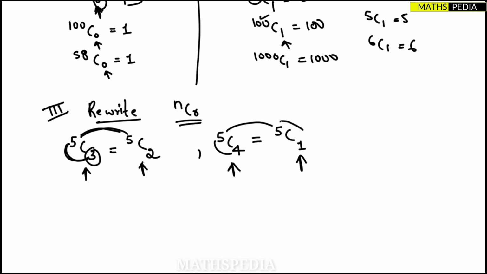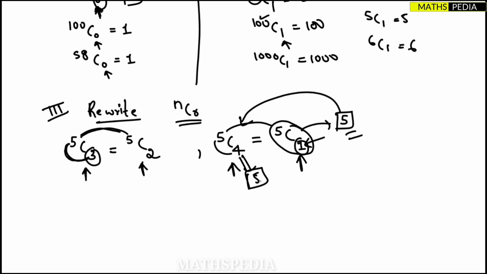That means we have studied this one. I hope you remember the second type, where we are having 1 here. What is the answer of 5C1? I have to write the upper number as the answer, 5. Therefore the value of 5C4 is also 5. Simple as that. So you need to learn how to rewrite the terms also.